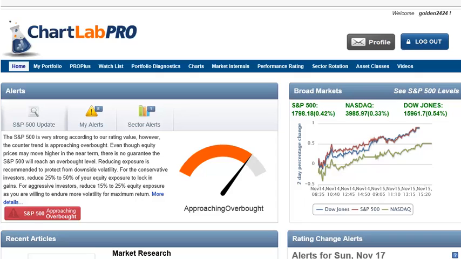Currently, as we can see on the screen, the S&P is approaching overbought in this S&P 500 update verbiage that's located right here on the top. The overbought metric, or in this case, the approaching overbought metric, is called our counter trend indicator. This indicator we use as a risk management tool to lock in profits. The probability of buying a stock once it moves from a buy to a strong buy and holding it until it reaches an approaching overbought or an overbought level, we will see a significant profit.